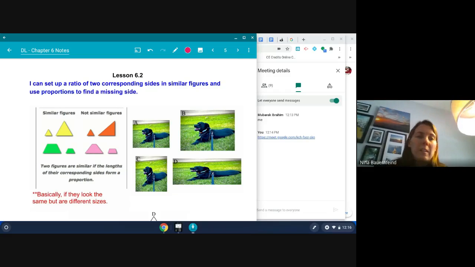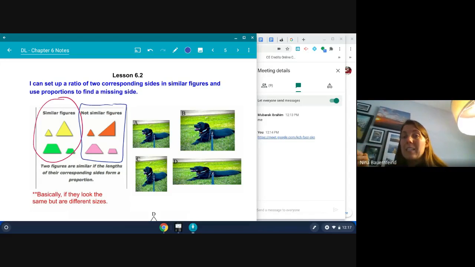So similar figures are like these. Those are similar because the size is pretty much the only thing that changed. These are not similar because they don't look the same. Basically, if they look the same, but they're different sizes, that is a similar figure.